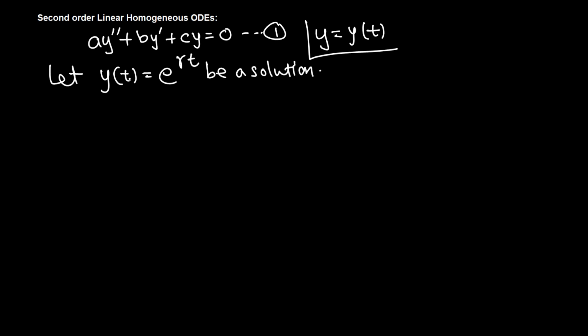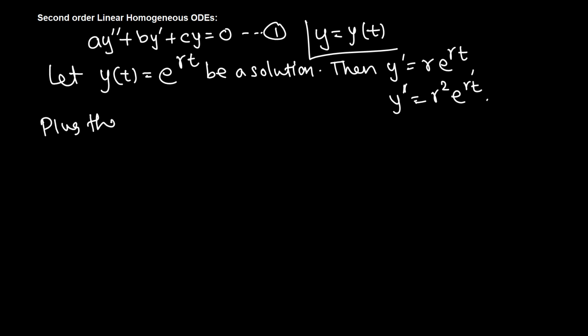Solution means we can plug this back here and the left hand side is equal to 0, so this satisfies the equation. To plug y into equation 1, we have y, y prime, y double prime, so we need to find y prime and y double prime. y is e raised to rt. We are just guessing, and later we'll find the value of r. Then y prime, from the chain rule, is r e^(rt), and y double prime is r squared e^(rt).